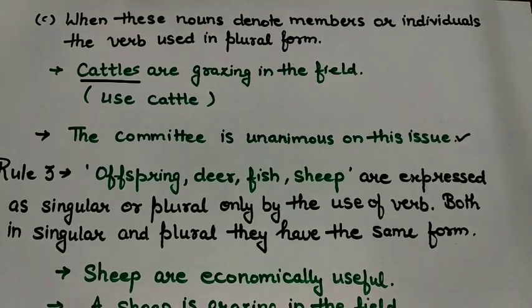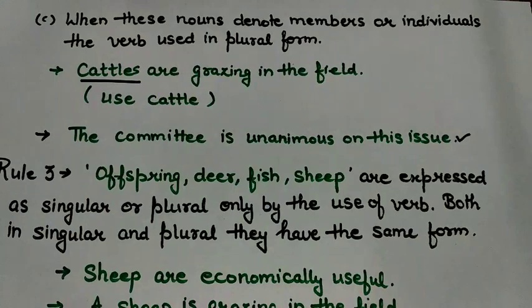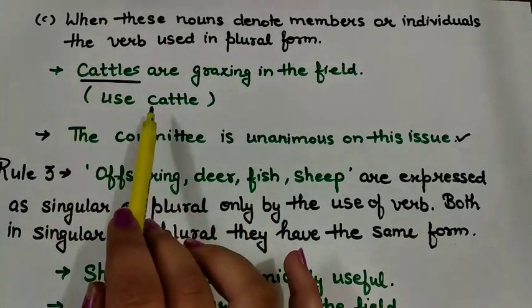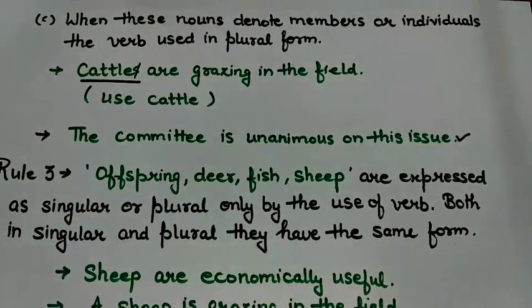When these nouns denote members or individuals, the verb is used in plural form. Let us try to understand this with an example. Cattle are grazing in the field. No, actually we should use cattle. We should omit this S.